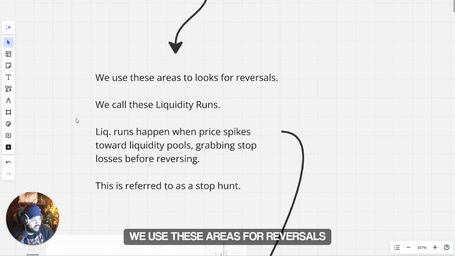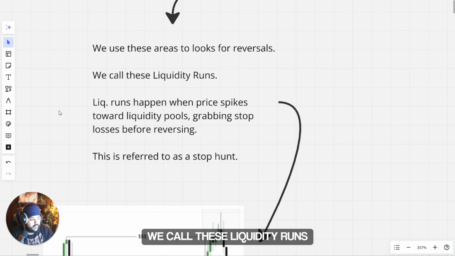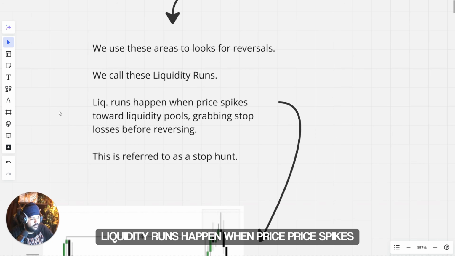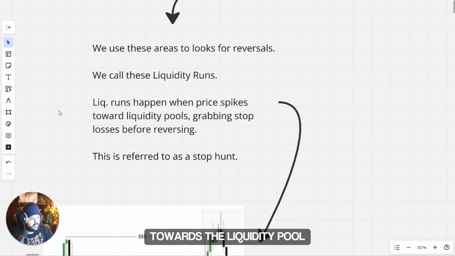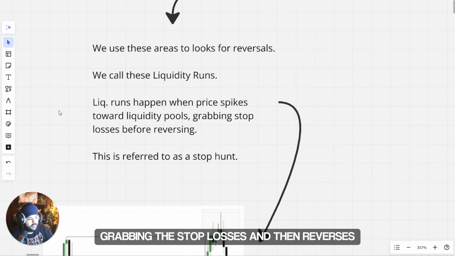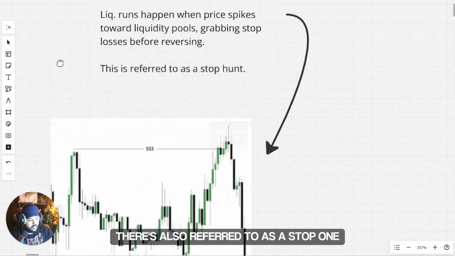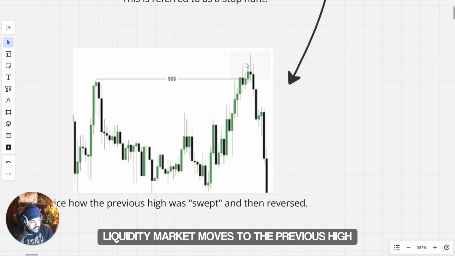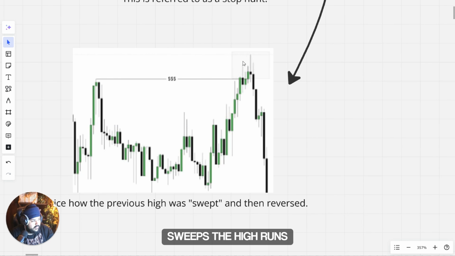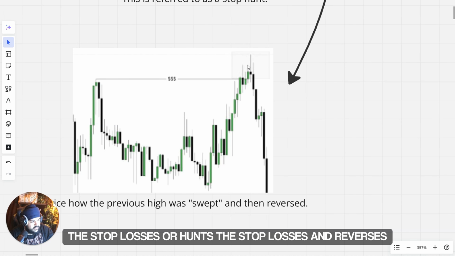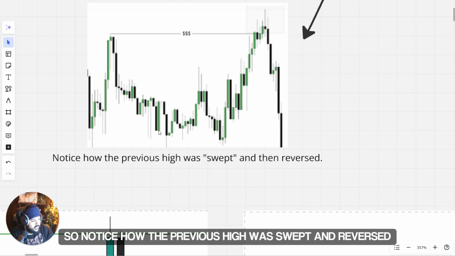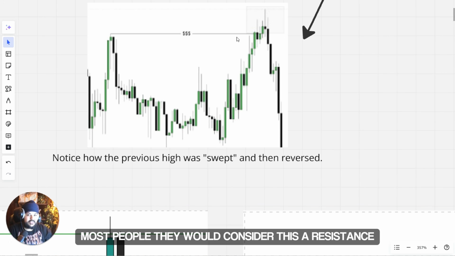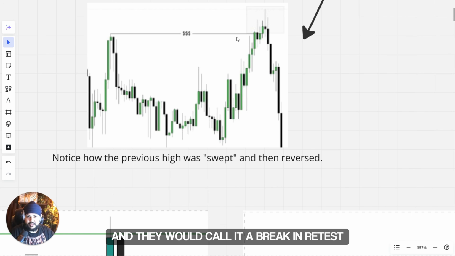We use these areas for reversals. We call these liquidity runs. Liquidity runs happen when price spikes towards the liquidity pool, grabbing the stop losses and then reverses. This is also referred to as a stop hunt. You can see here, we have a previous high, buy side liquidity. Market moves to the previous high, sweeps the high, runs the stop losses or hunts the stop losses and reverses. Notice how the previous high was swept and reversed. Most people would consider this a resistance and they would call it a break and retest and move from there.